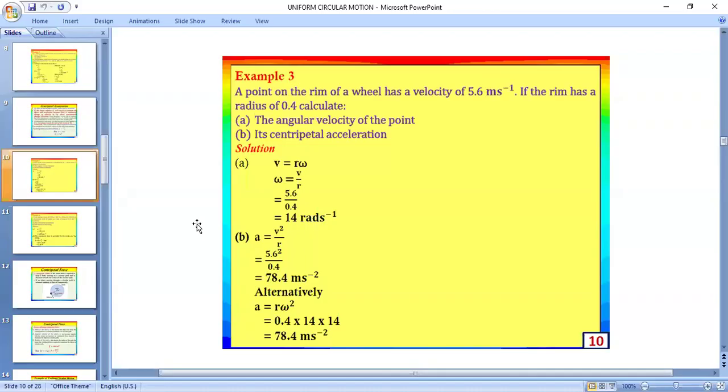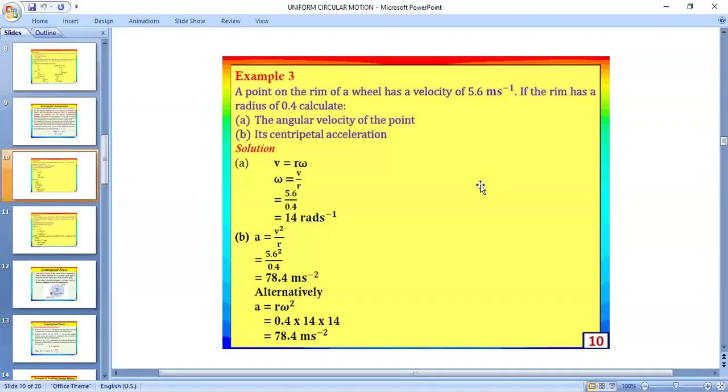So of course we have 5 formulas for angular velocity. So we choose one. We can say that omega equals v over r, because we have velocity, we also have radius. Therefore, omega equals 5.6 over 0.4, which gives us 14 radians per second.